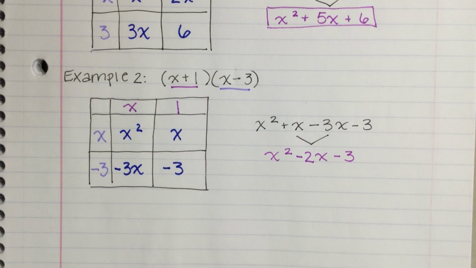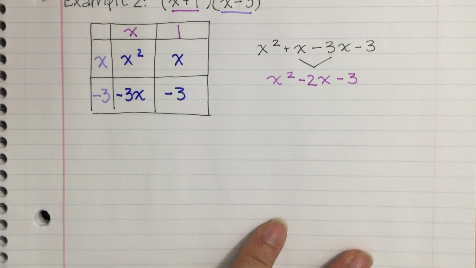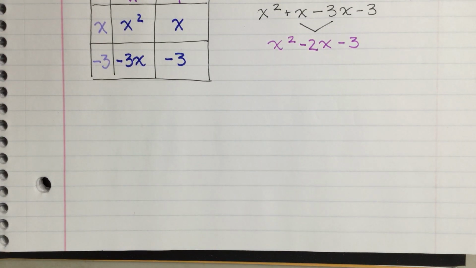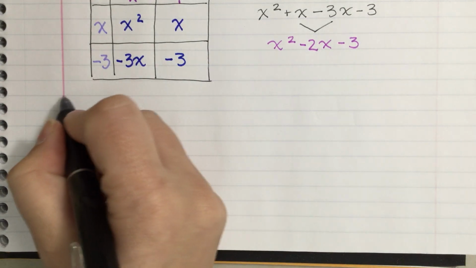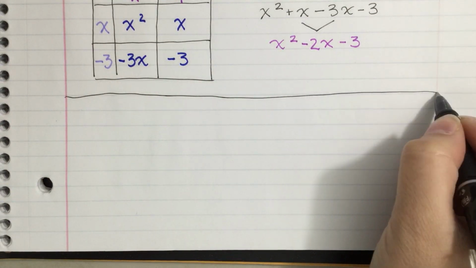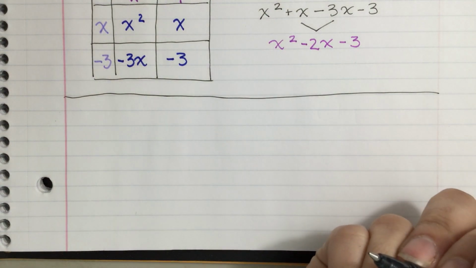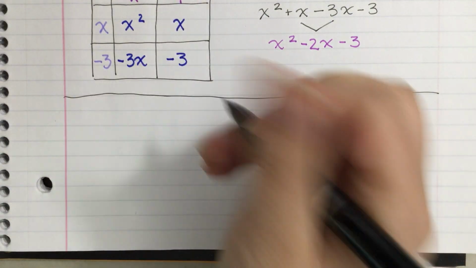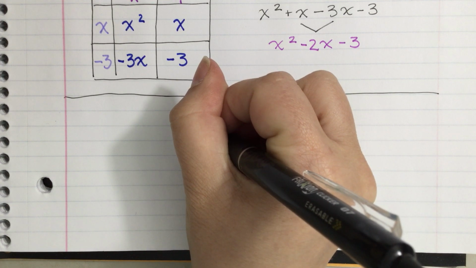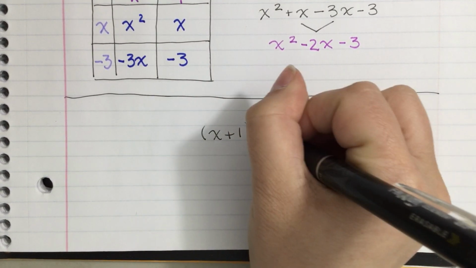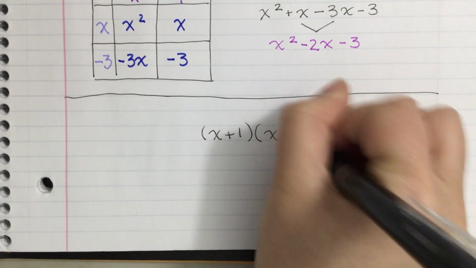Some of you guys might not like drawing that out every time, so I will show you that this is basically just the distributive property, but this one can kind of get a little complicated for some people. So let's say that I have, we'll use the one we just did since we already know the answer. We have x plus 1 times x minus 3.